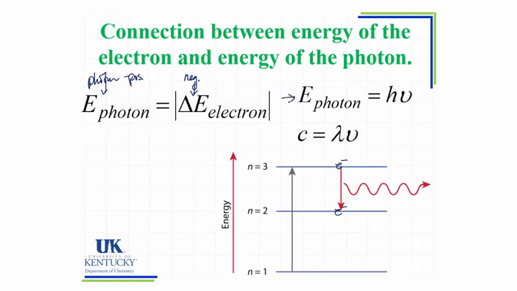We've got E equals h times nu, and we've got c equals lambda nu. So you could use the first equation to get the frequency of the light emitted in this little photon, and you could use c equals lambda nu to get the wavelength of that light.